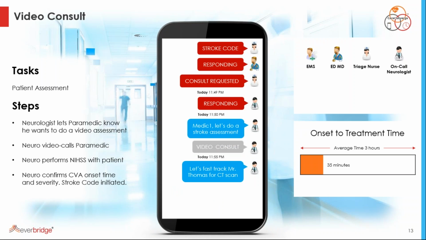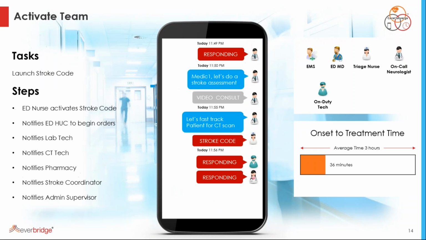And now we're going out, we've conducted our assessment, we're now going to activate the team, and you can see here, as those of you who work in the ED know, there are quite a lot of folks who have to really be engaged around this inbound stroke patient, including our lab tech, CT tech, pharmacy. We need our coordinators. We want to notify the HUC about orders, so there's some administrative stuff that has to happen, right? And all that happens across this platform, automated in the background to notify all those folks.